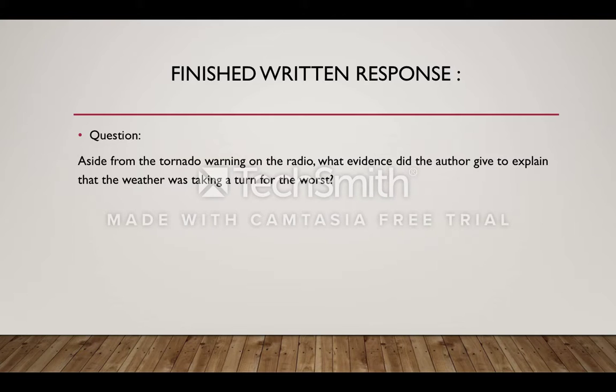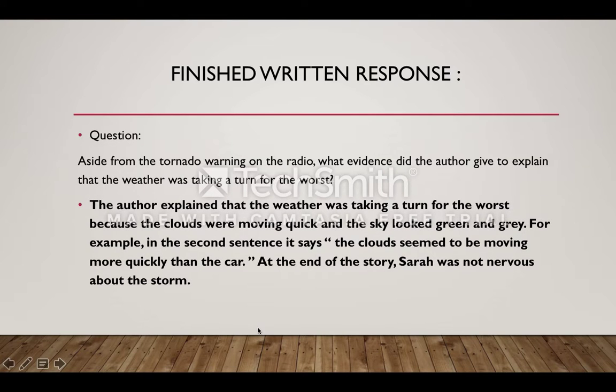So here's what the final product should look like, and it should flow. It should be an easy transition. So here's the question again. Aside from the tornado warning on the radio, what evidence did the author give to explain that the weather was taking a turn for the worst? The author explained that the weather was taking a turn for the worst because the clouds were moving quick and the sky looked green and gray. For example, in the second sentence, it says the clouds seemed to be moving more quickly than the car. At the end of the story, Sarah was not nervous about the storm.